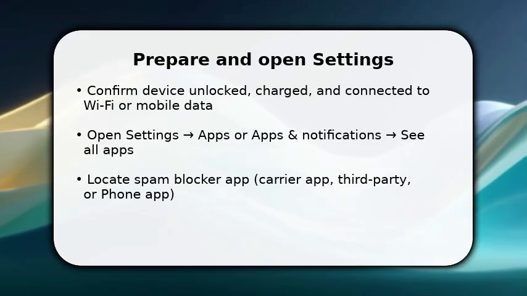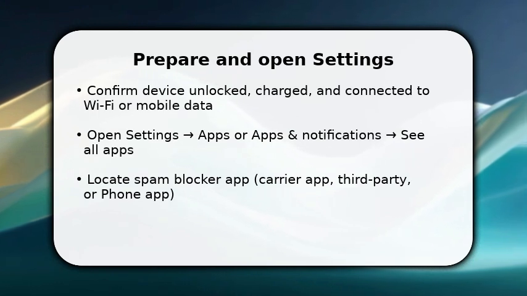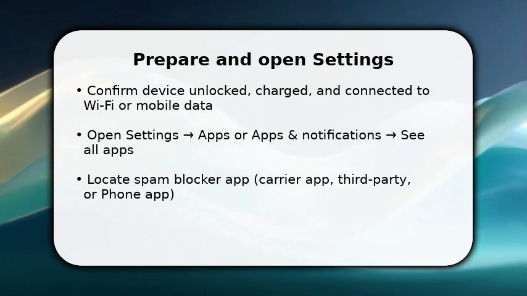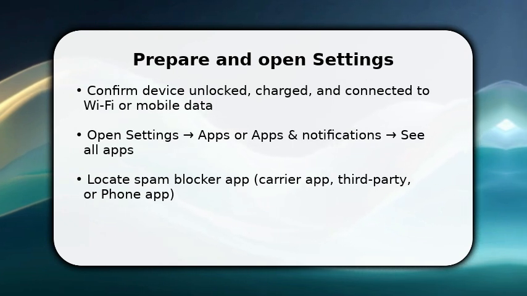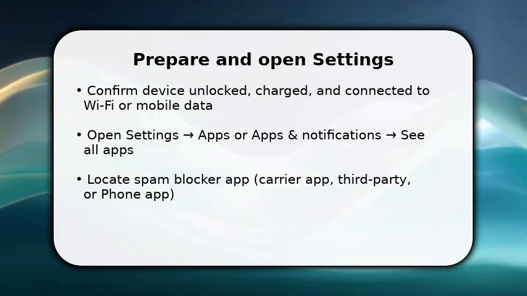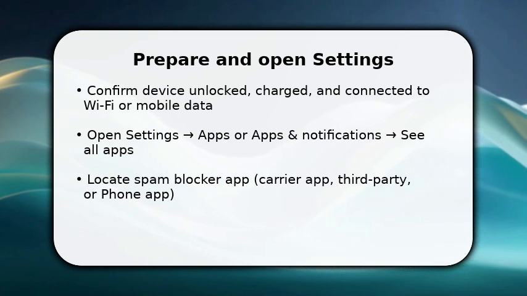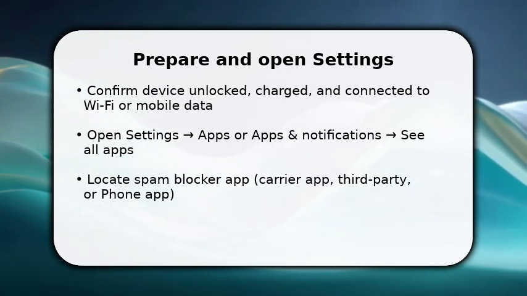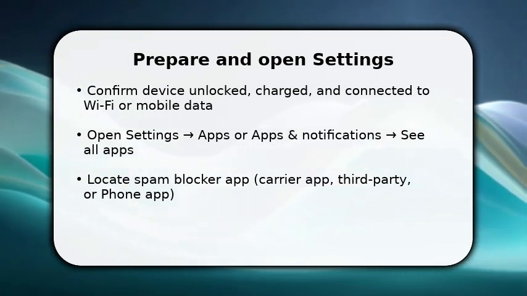You start by preparing the device and opening the app list so you can act immediately. First, make sure your phone is on, unlocked, and connected. Next, go to Settings, then Apps or Apps and Notifications, and tap See All Apps. This shows every app that could be blocking calls or messages.